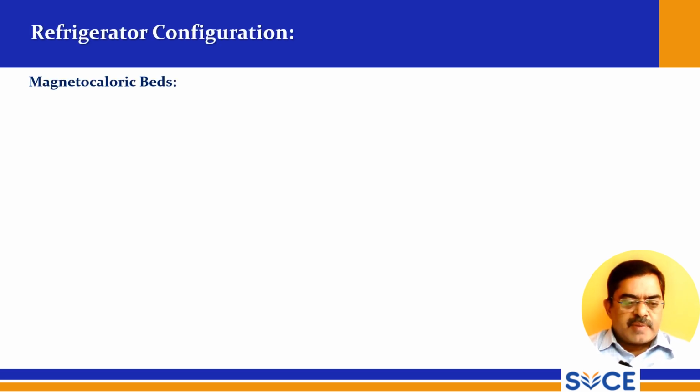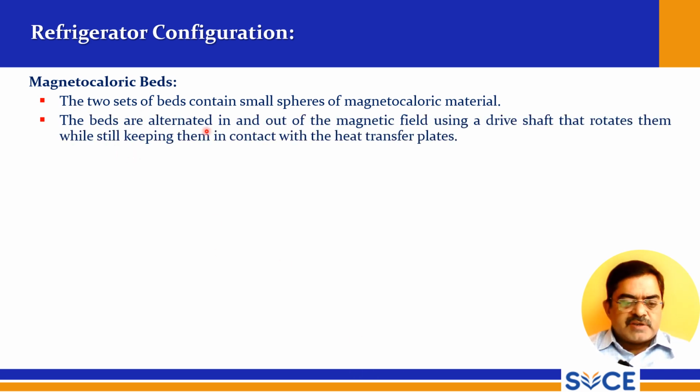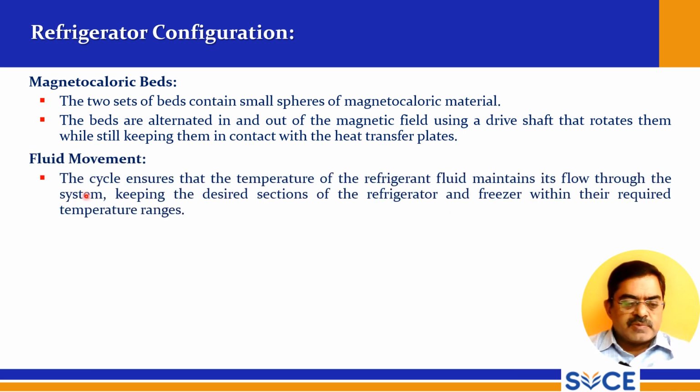So then the magnetocaloric beds: there are two sets kept. The two sets of beds contain small spheres of magnetocaloric material. The beds are alternated in and out of the magnetic field using a drive shaft that rotates them while still keeping them in contact with the heat transfer plates. So, fluid movement: the cycle ensures that the refrigerant fluid maintains its flow through the system, keeping the desired sections of the refrigerator and freezer within their required temperature ranges.